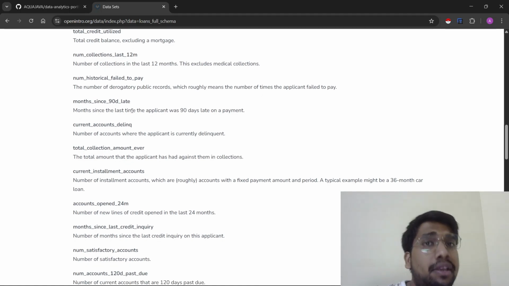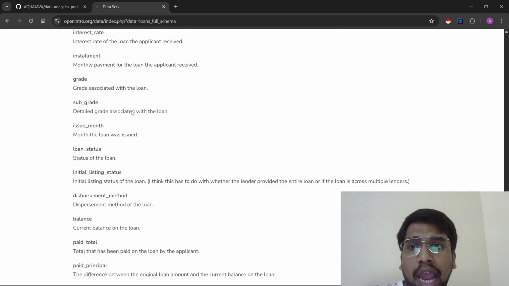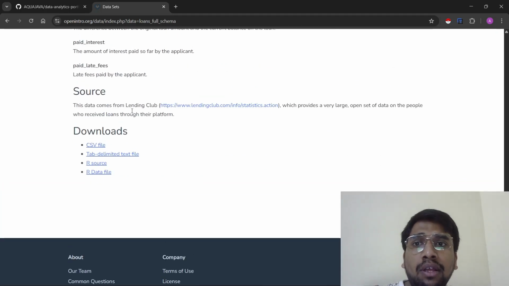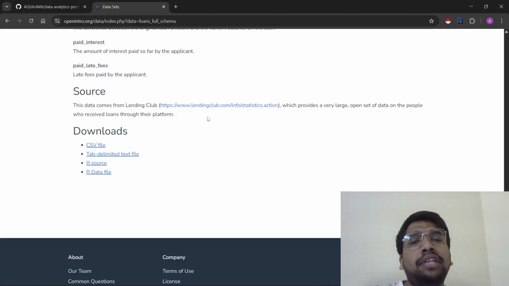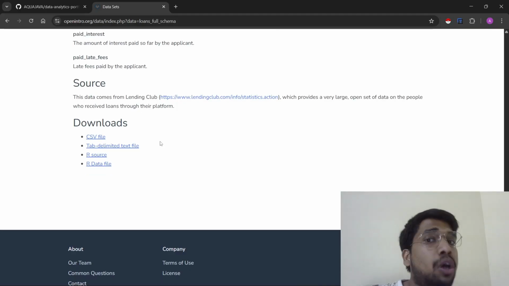So here you can read the data dictionary, and in the end you can find the actual source. If you click this link, it will take you to the login page of the bank. And since it was a hassle, I downloaded it directly from here. There are various ways to download the dataset.